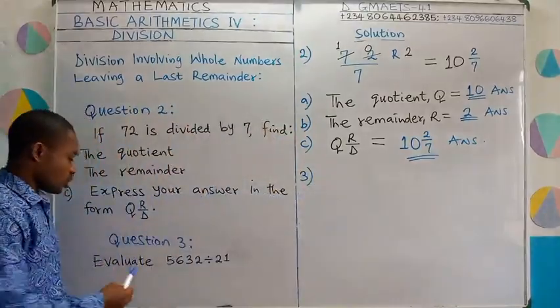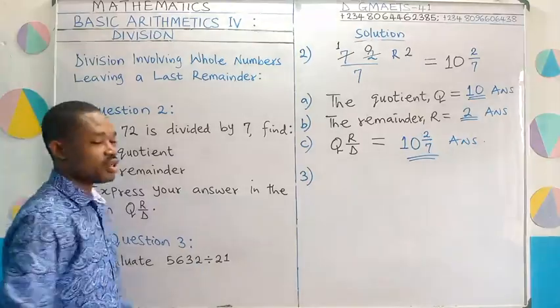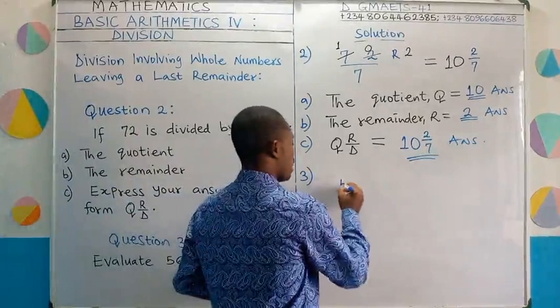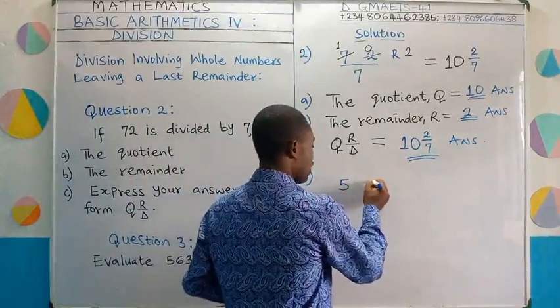In question number 3, we have to evaluate 5,632 divided by 21. 5,632 divided by 21.